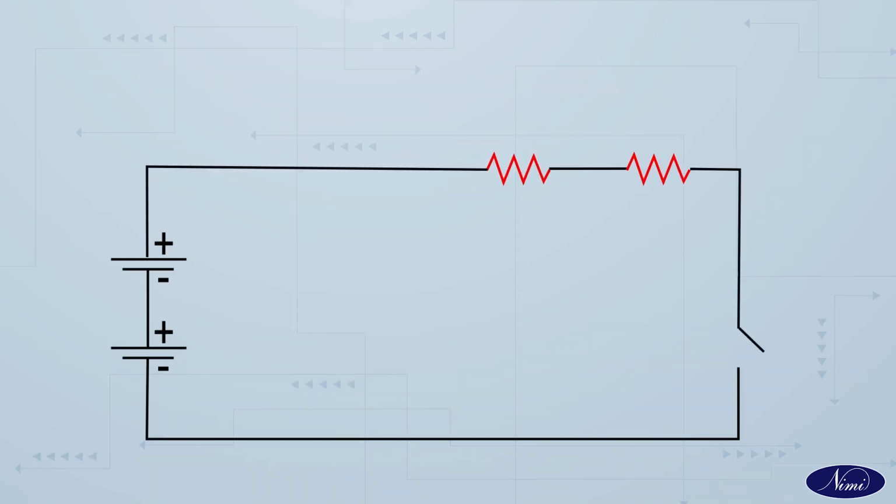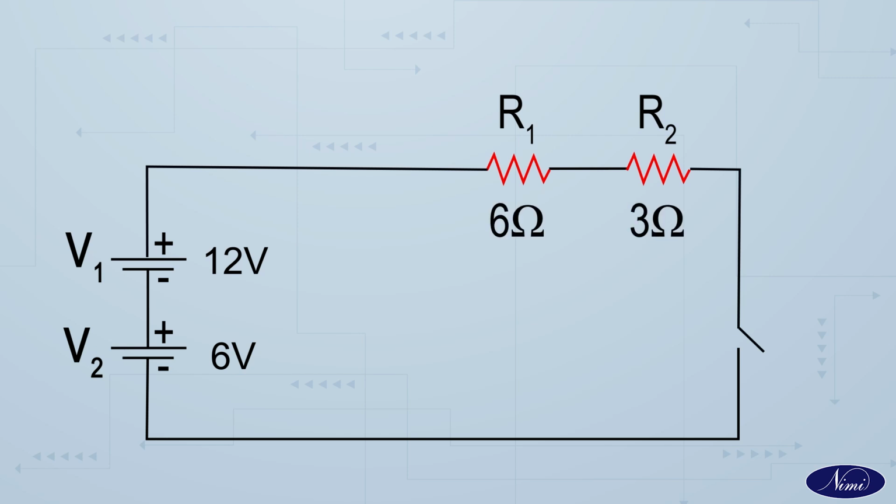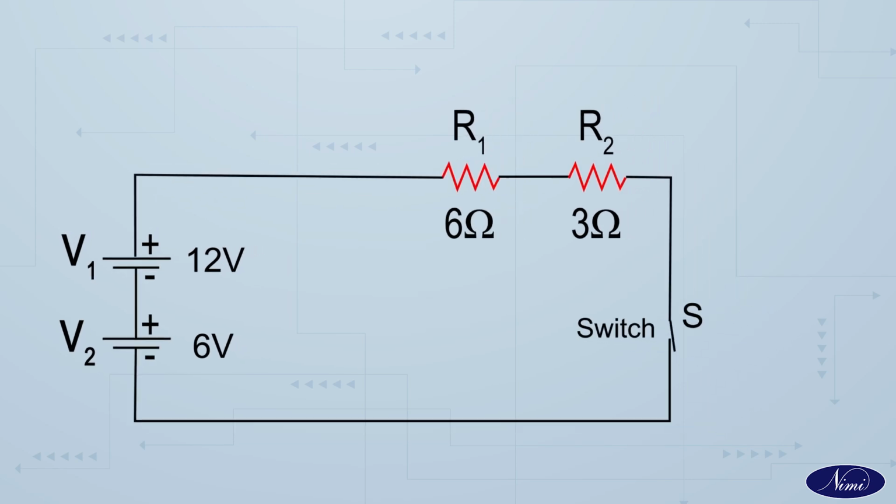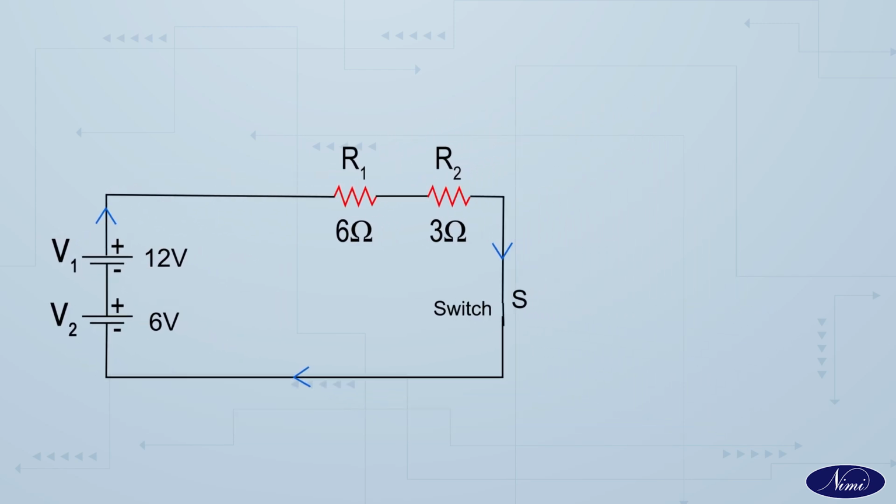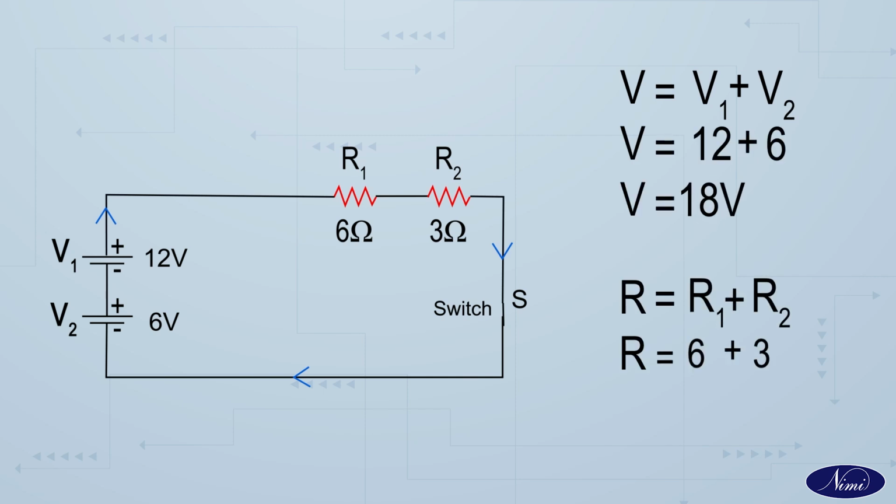Here you can see two voltage sources V1 and V2 with 12 and 6 volts respectively. Two resistors R1 and R2 have 6 and 3 ohms respectively. All the voltage sources and resistors are connected in series with a switch. Once the switch is closed, current will start flowing from both the sources through resistors and return back to the sources. Since the circuit consists of two voltage sources and two resistors all in series, the total voltage is 18 volts and the total resistance is 9 ohms.